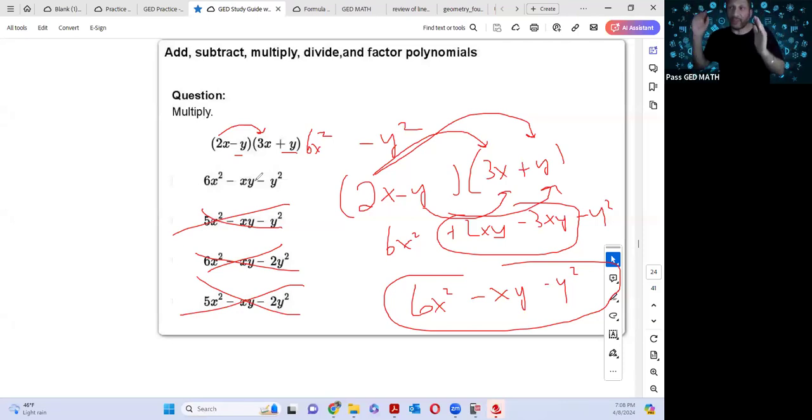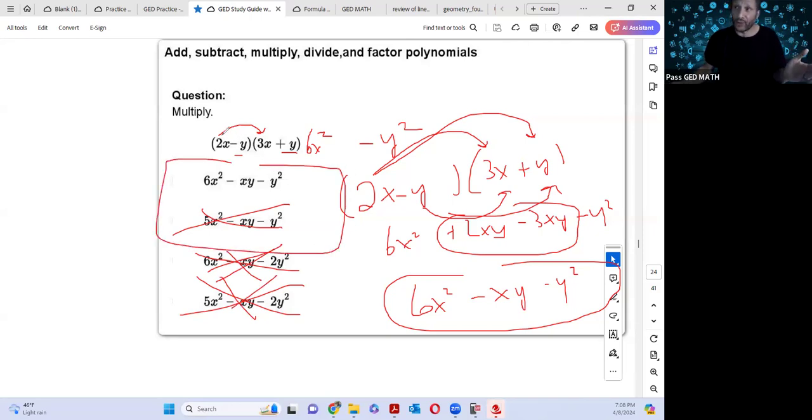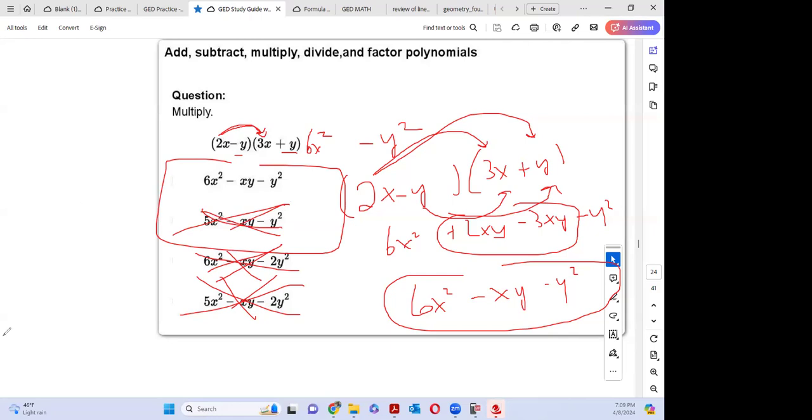So the first thing I would tell you to do is get the last term, that minus y squared. So that's why I eliminated C and D. Now I got a 50-50 chance because I only got A or B left. I know what the first term is. 3 times 2 is 6. It doesn't matter, 6 and then x times x is 6x squared. I know it can't be B. I'm done. 15 seconds, I'm out of there.